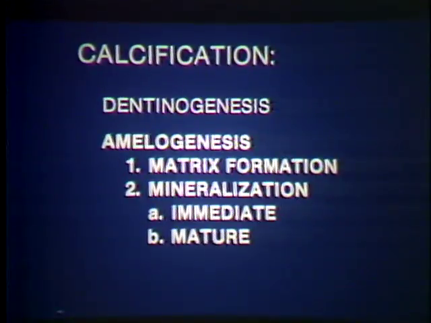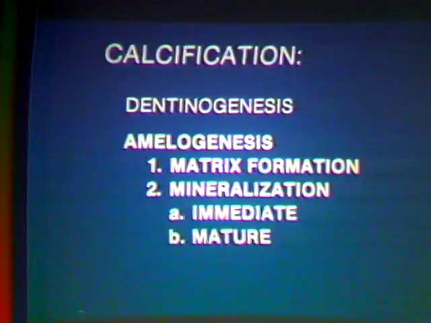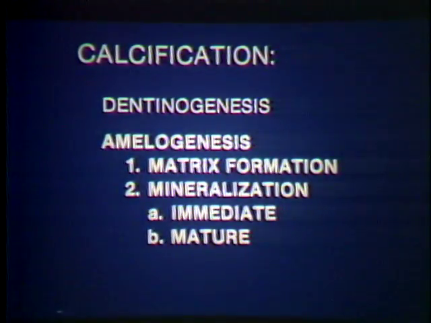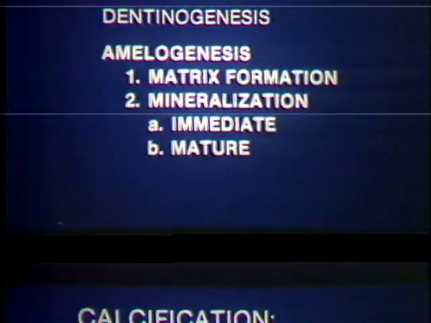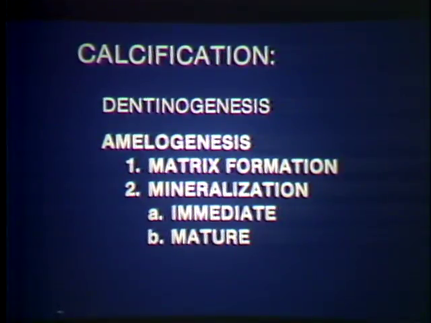Amelogenesis is the development of enamel and involves two processes, organic matrix formation and mineralization. The enamel-forming cells begin their secretory activity after a small amount of dentin has been laid down. The first enamel matrix is deposited extracellularly by the ameloblasts in a thin layer along the dentin.